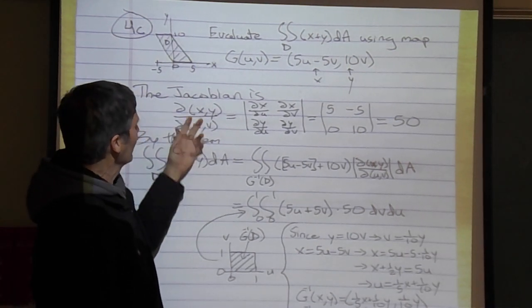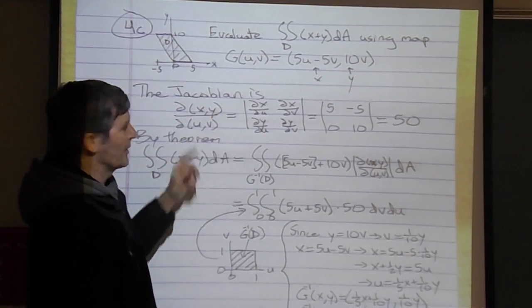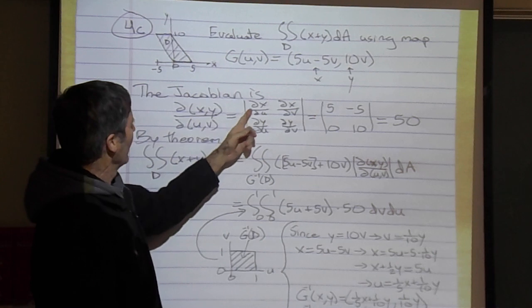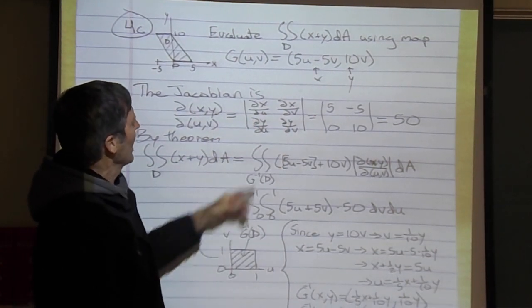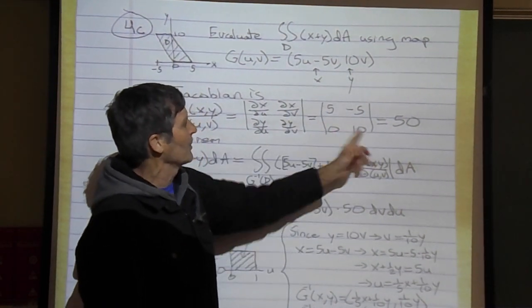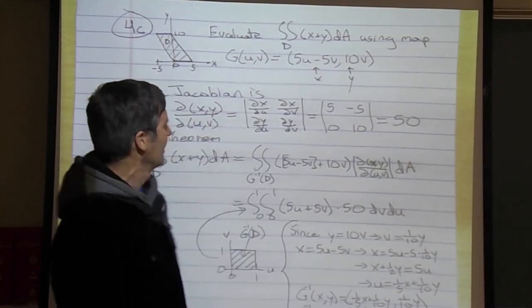Now the Jacobian J, or dxy duv, or the book calls it JAC, I think that's uncommon though, is dx du, dx dv, dy du, dy dv, and we put in the partial derivatives where this is x and this is y, and we get 5, minus 5, 0, 10. That determinant is this times this minus this times this, which is 50.